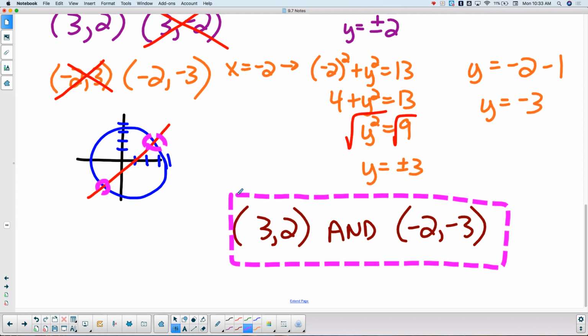Questions on solving by substitution? Do we have to graph it every time? Unless there's graph paper. I mean, well, but how hard was that? You know what I mean?